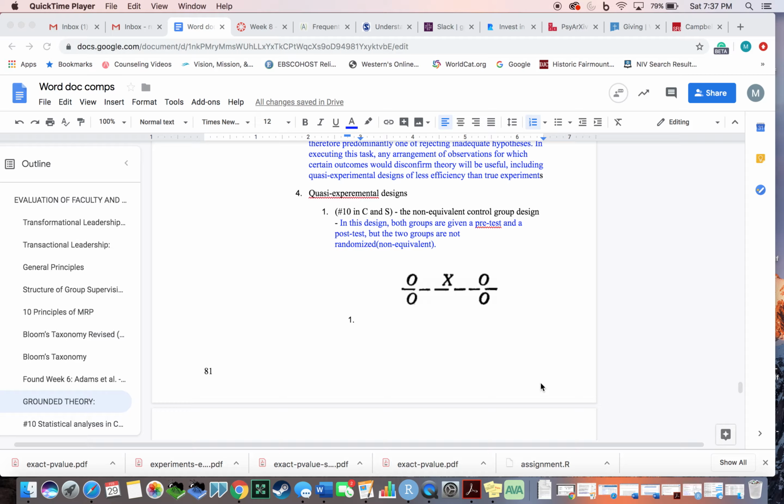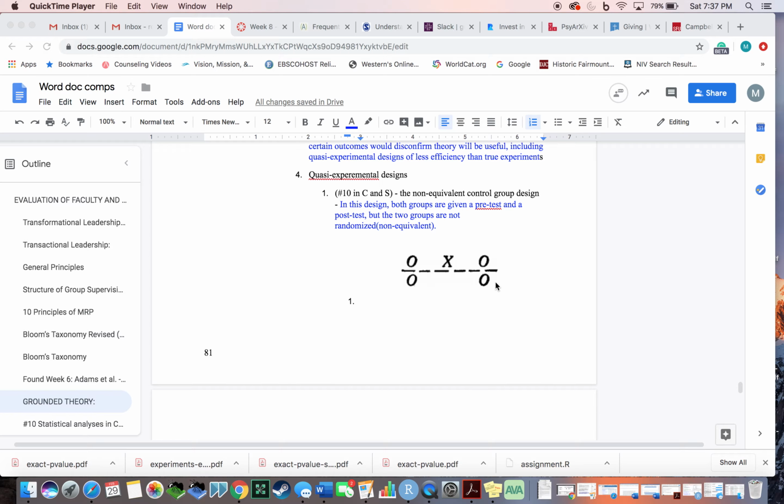Okay, so within this design, you have two groups. You're going to give both groups a pretest. One group is going to receive treatment, and then you'll do post-tests on each group. There's a dashed line there to give you a heads up that the groups are not equivalent, or to state that in other words, the groups are not randomized.